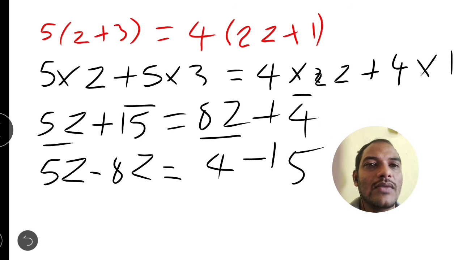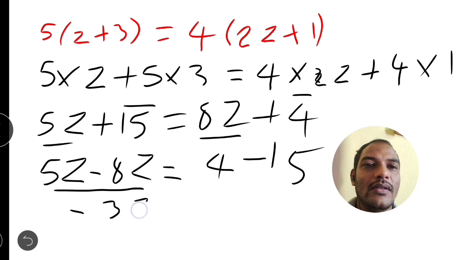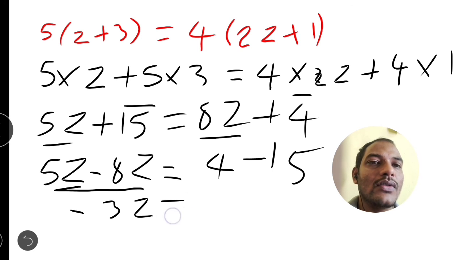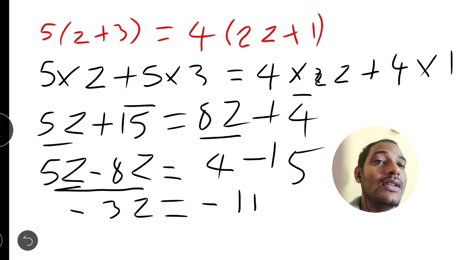So now variables one side and constants another side. So 5z minus 8z is minus 3z. Okay, 5z minus 8z is minus 3z, but 8z minus 5z is plus 3z. When the first number is smaller, then it will become a negative answer. 5z is smaller than 8z, so minus 3z. So it is equals to 4 minus 15. See here, 4 minus 15 is minus 11. But 15 minus 4 is plus 11. 4 minus 15 is minus 11. When the first number is smaller, negative answer.